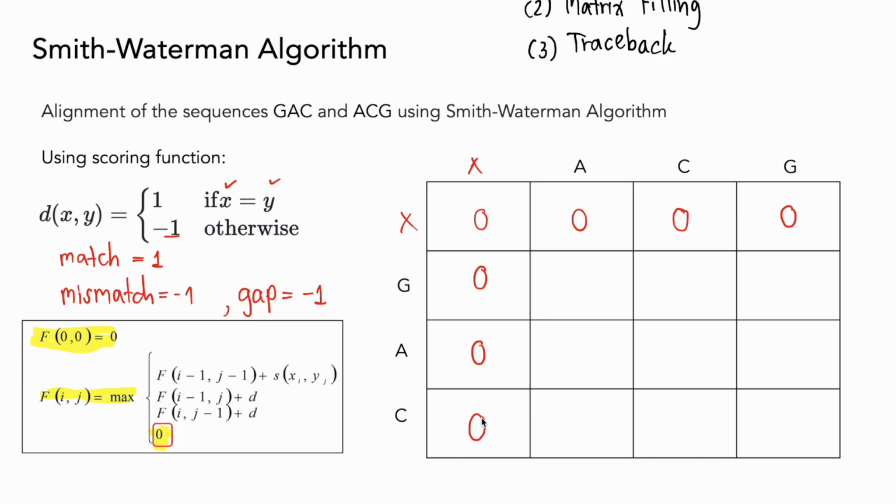So simply put, for the Smith-Waterman algorithm, for the first row and the first column, you have to add the 0 value. Okay, this is the first step we have to work on.